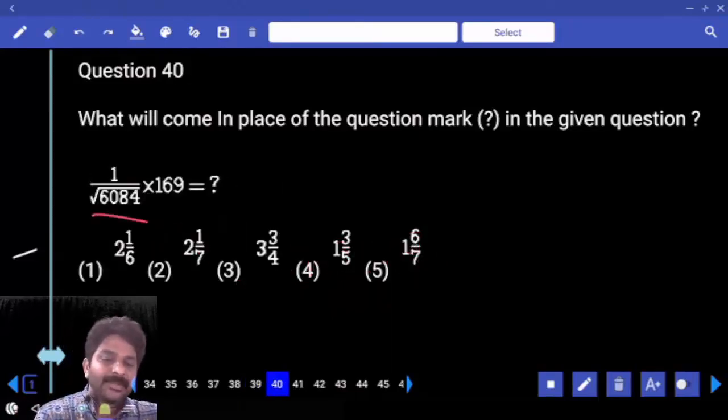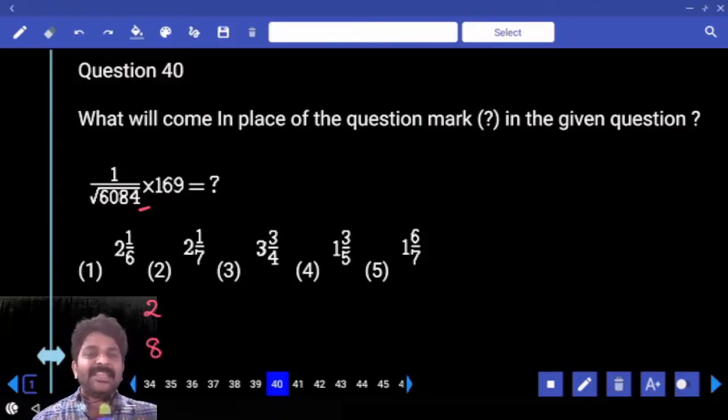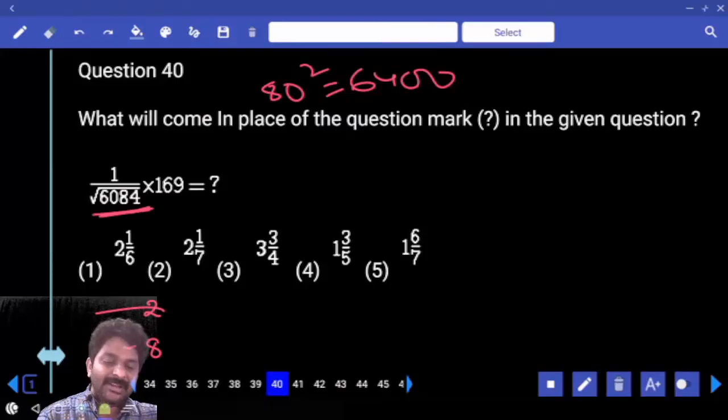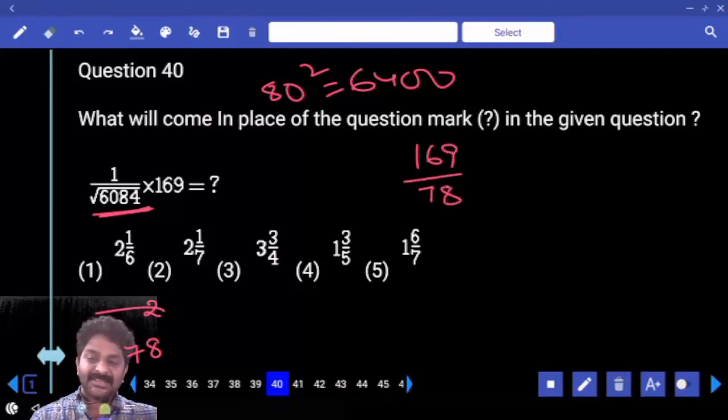Right, come on. 6084. By looking at the last number 4, you can end with number either 2 or 8. 70 square, 4900. Much more than that. 80 square, 6400. Our number is less than 6400 only, but close to that. So that means your value should be less than 80. So I'll treat it as 78. Is that okay? Right. So 169 divided by 78.